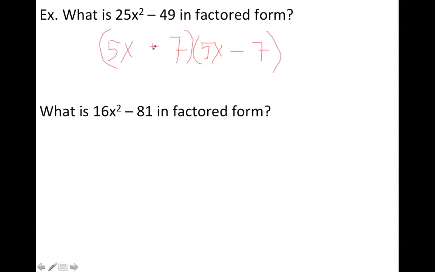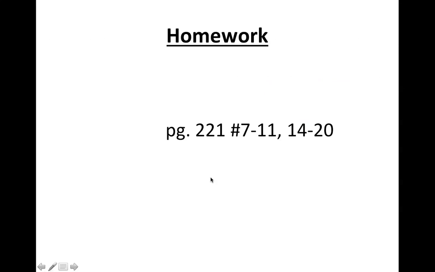And do the same concept for the bottom. The square root of 16x squared is 4x. Square root of 81 is 9. So your two parentheses are 4x minus 9 and 4x plus 9. And we're working on that problem in class tomorrow.